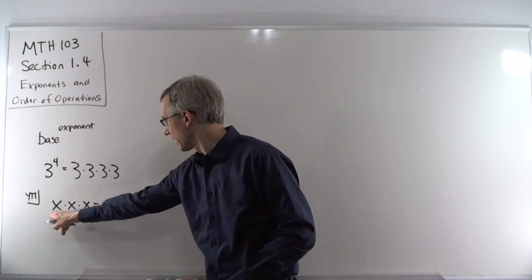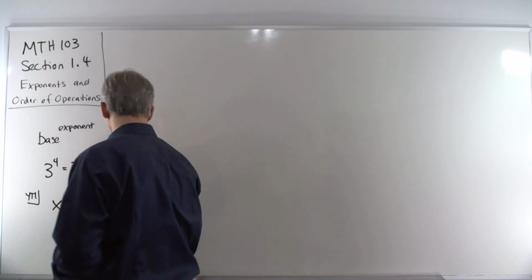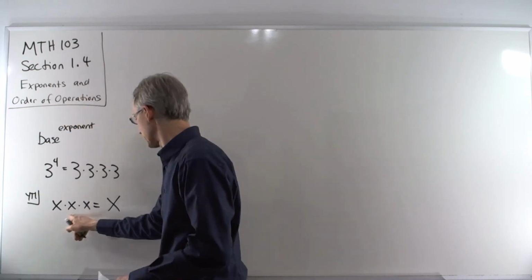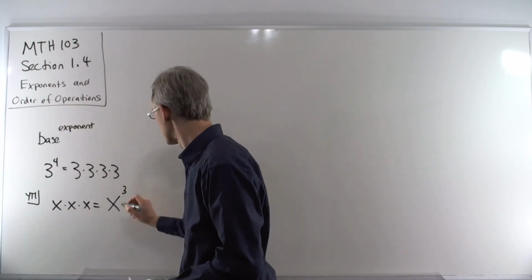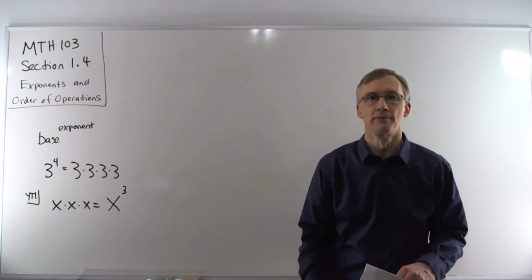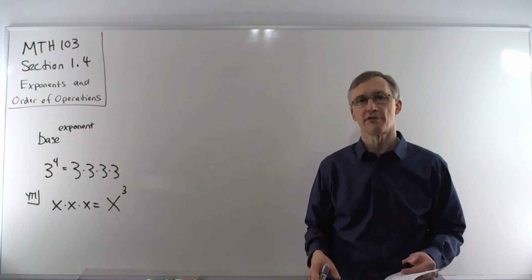Your turn number 1, we've got x's being multiplied repeatedly, so that's the base. And x appears 3 times, so the exponent is 3. X to the 3rd power. And we can also apply exponents to fractions.